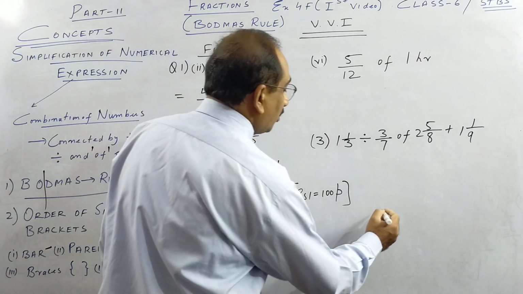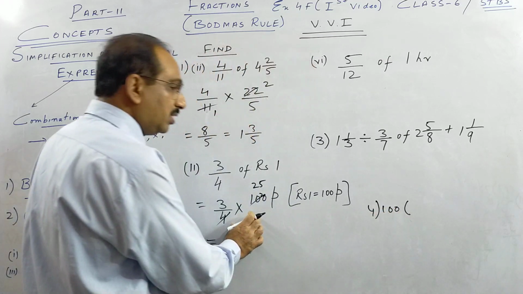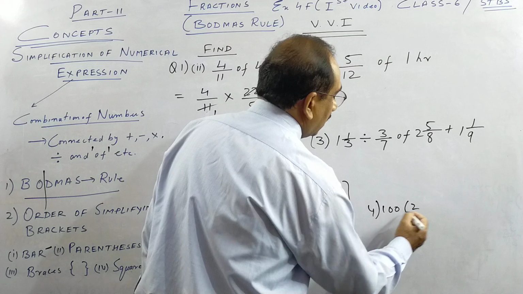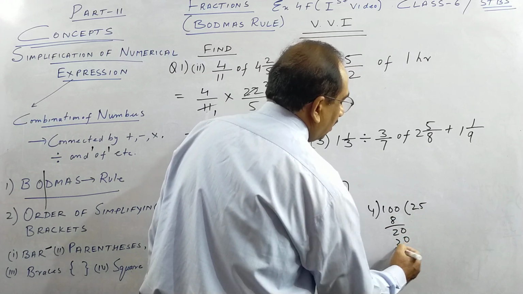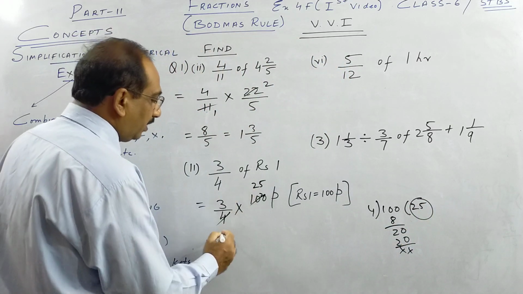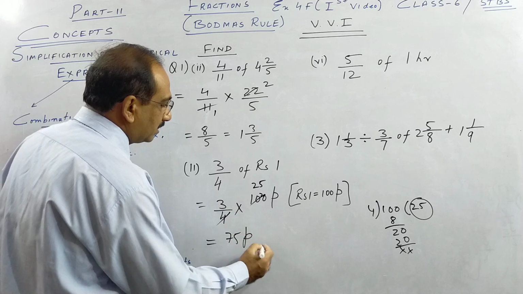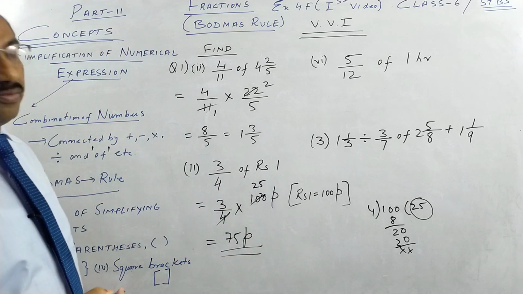If you have any problem in the beginning, you divide like this. Almost the same thing we are doing here. 4 2s are 8, 4 5s are 20. No remainder, quotient is 25. 25 3s are 75 paise. So the answer is 3/4 of 1 rupee is 75 paise.